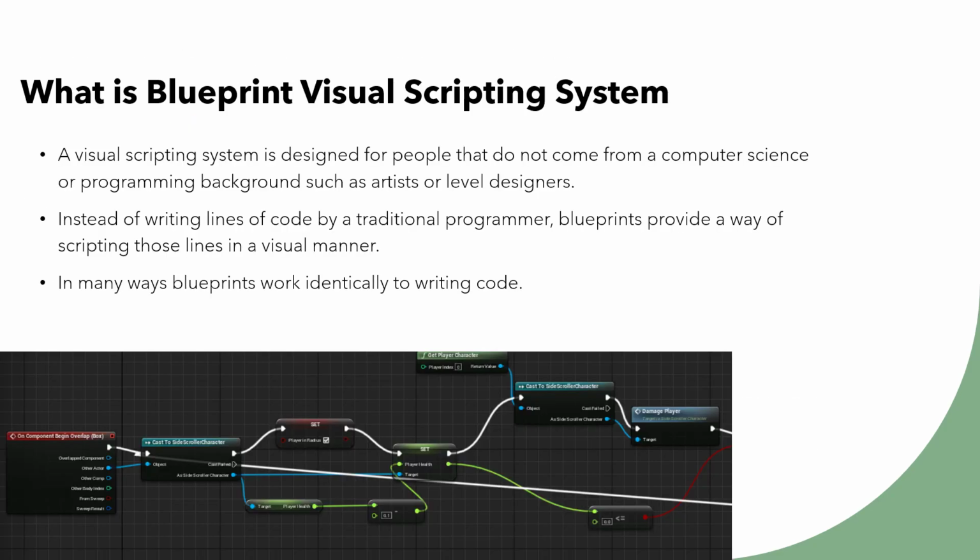What is the Blueprint visual scripting system? Well, a visual scripting system is designed for people that do not come from a computer science or programming background, such as artists or level designers. So instead of writing lines of code by hand like a traditional programmer, blueprints provide a way of scripting those lines of code in a visual manner by connecting a series of nodes which have functionality attached to them in order to create the same functionality that was traditionally once available only to programmers.